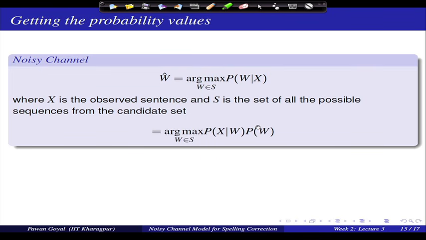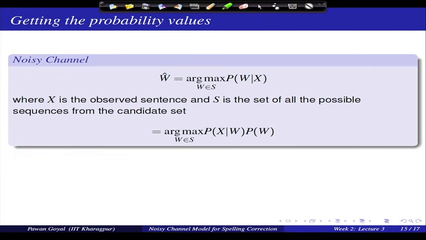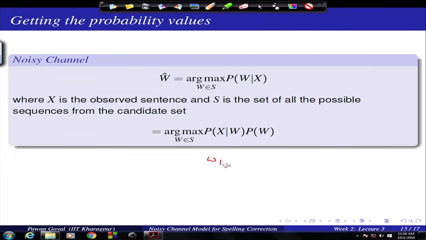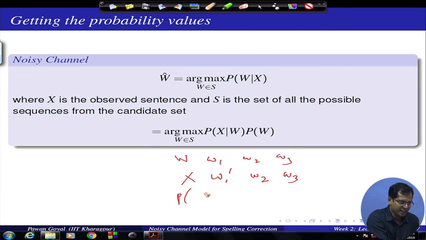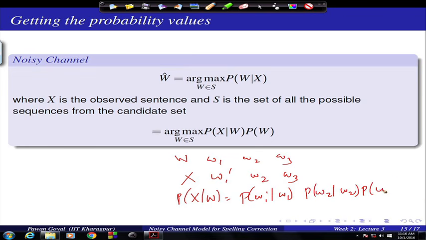Now how do I write probability X given W? X is a sequence, W is a sequence. Suppose they have the same number of words, I can make a simplifying assumption that P(X given W) is simply the multiplication of the probabilities of the individual words given the corresponding words in the sequence. So probability X given W, I write as probability of W1 prime given W1, probability of W2 given W2, probability of W3 given W3.